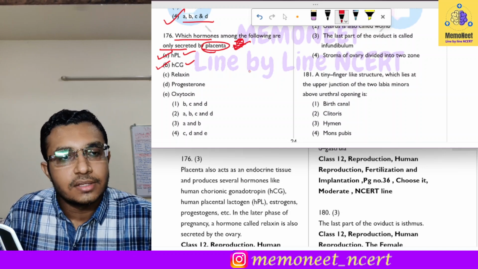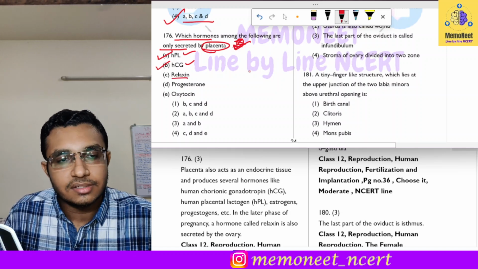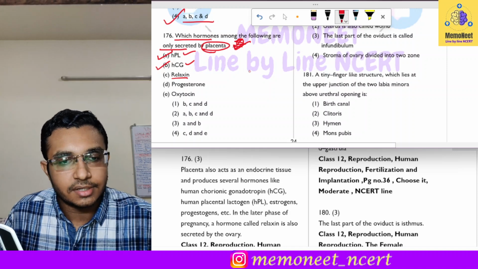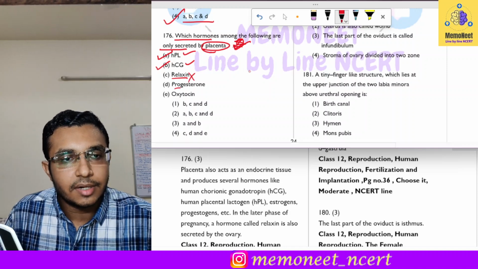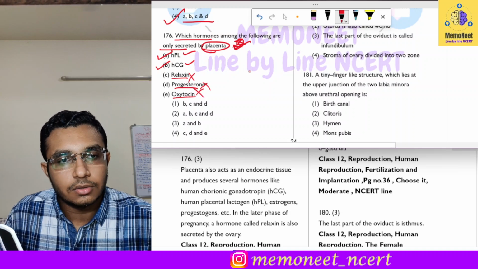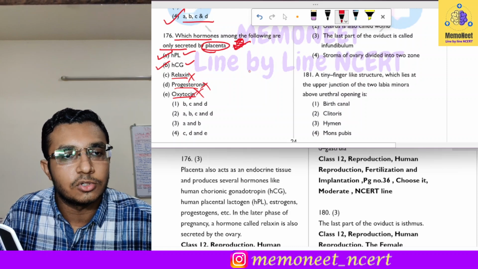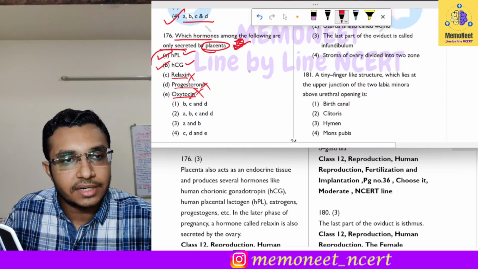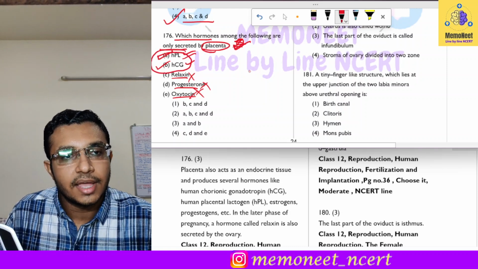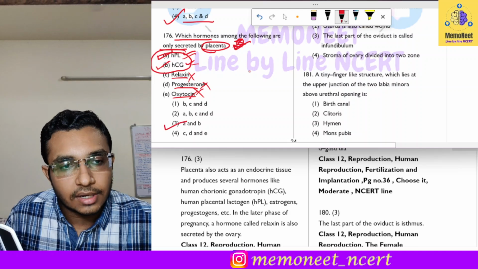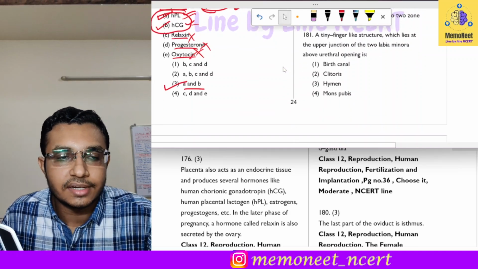Then relaxin. Relaxin is not only secreted by placenta, so that is incorrect. And progesterone and oxytocin are also not only secreted by placenta, the other organs also secrete these hormones. So the hormones which are secreted only by the placenta are HPL and HCG. So the correct answer of this question is option 3, that is A and B.